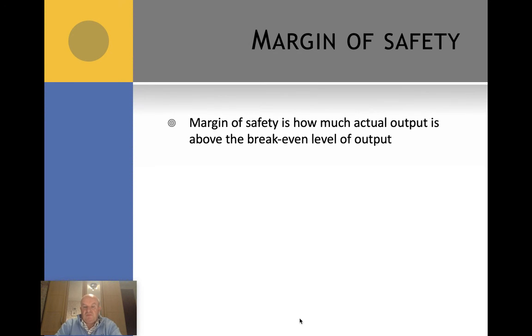Okay, so the next thing to look at then, so that's break even. Another concept within break even is something called the margin of safety. Now, basically, that is the difference between how much actual output we achieve and the break-even level of output. Okay, so that might sound a bit convoluted. I'll try and explain it in a slightly different way.